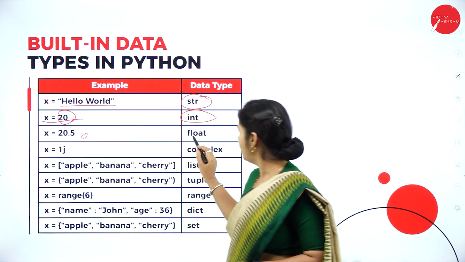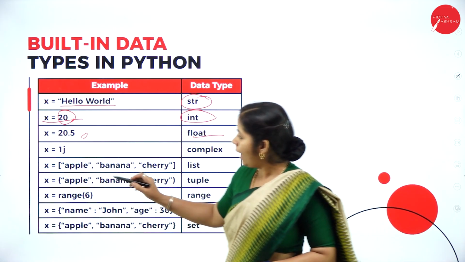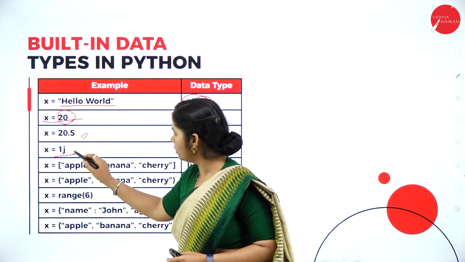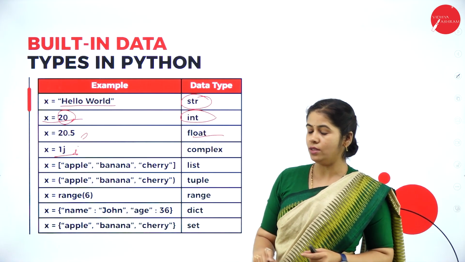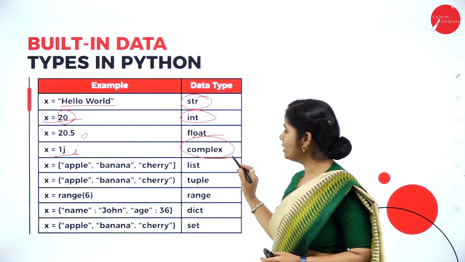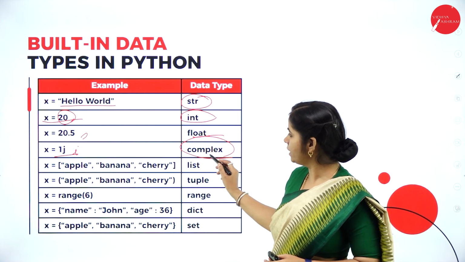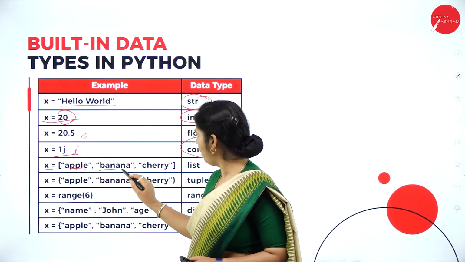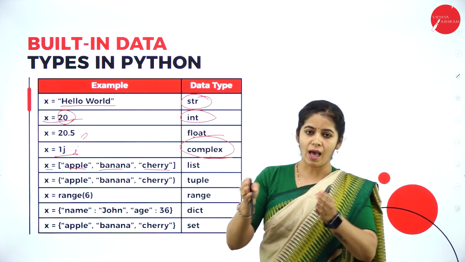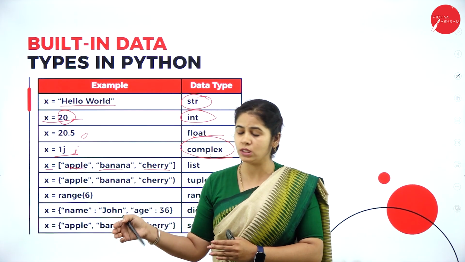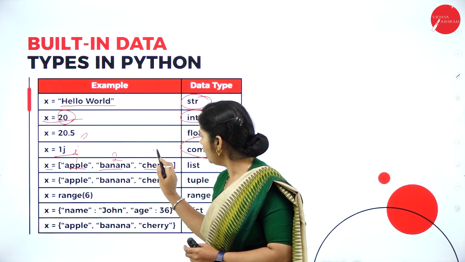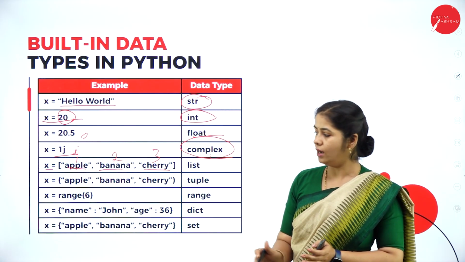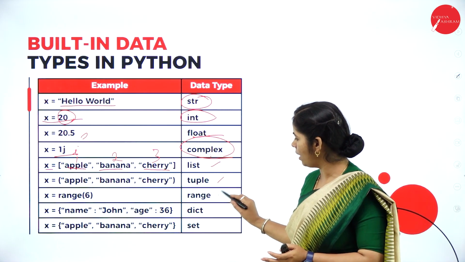20.5 is of the type floating point data, and 1j, whenever an i or j comes with the digits, it is called complex values, the complex data type. Then x is equal to apple, banana and cherry. We have a character sequence, string 1, string 2 and string 3, a sequence of strings. So that is a sequential data type like list, tuple, range.